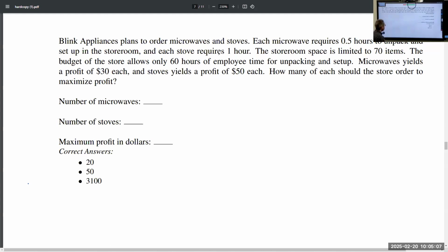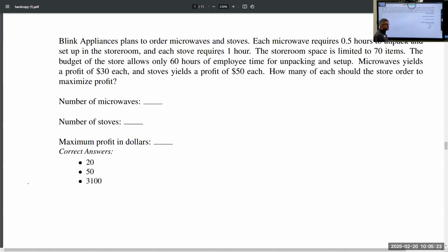A microwave yields a profit of $30. A stove yields a profit of $50. How many of each should the store order to maximize the profit? And it wants to know how many microwaves and how many stoves.